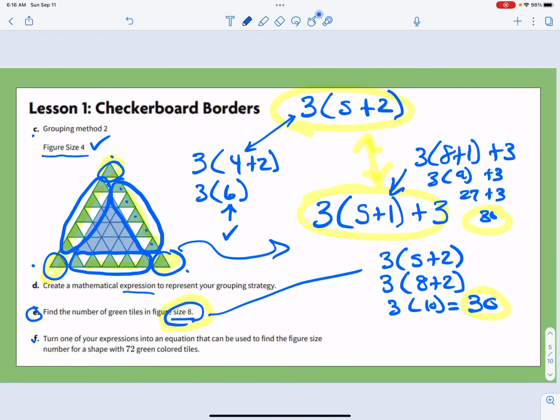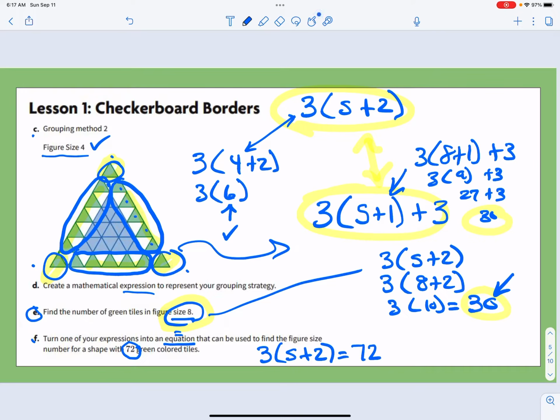F. Turn one of your expressions into an equation that can be used to find the figure size for a shape with 72 colored green tiles. Meaning they're giving us the solution, 72, and we want to turn one of our expressions into an equation. And we said an equation is going to have an equal sign. So to do that, what we do is we take one of the expressions, 3 times s plus 2, or you could use another one, and we set it equal to 72.